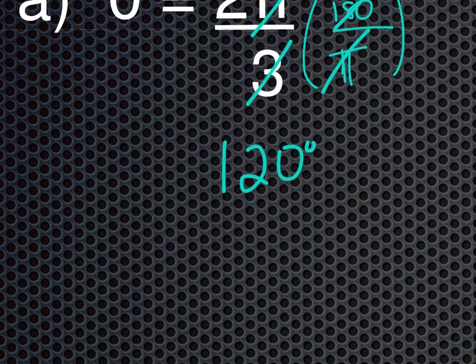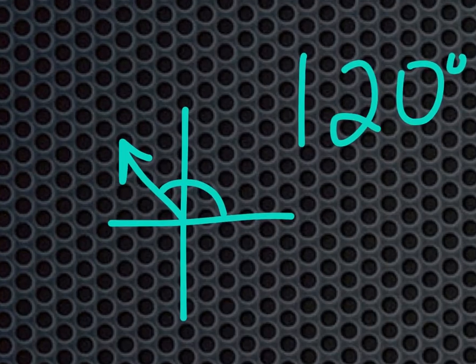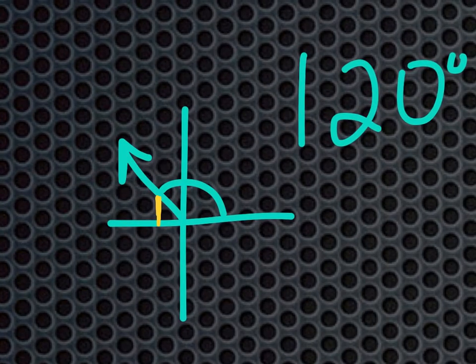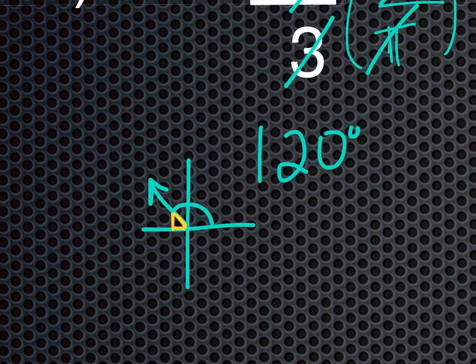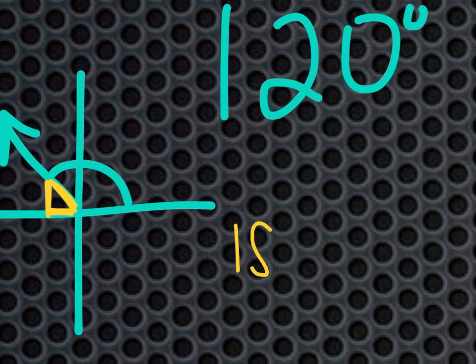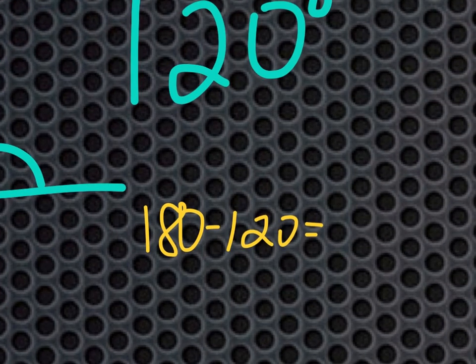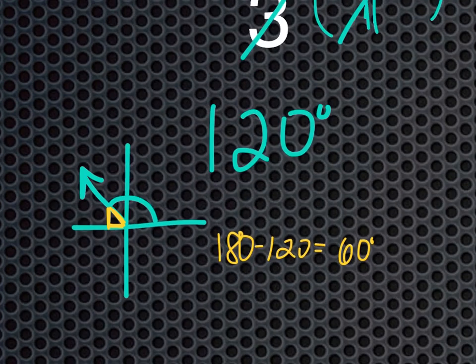So draw yourself a quick little picture. 120 is in what quadrant? Quadrant 2. So my reference angle is going to be right here. If your angle given lies in quadrant 2, what is the rule? 180 minus that. Okay, 180 minus 120 gives me what? 60 degrees.